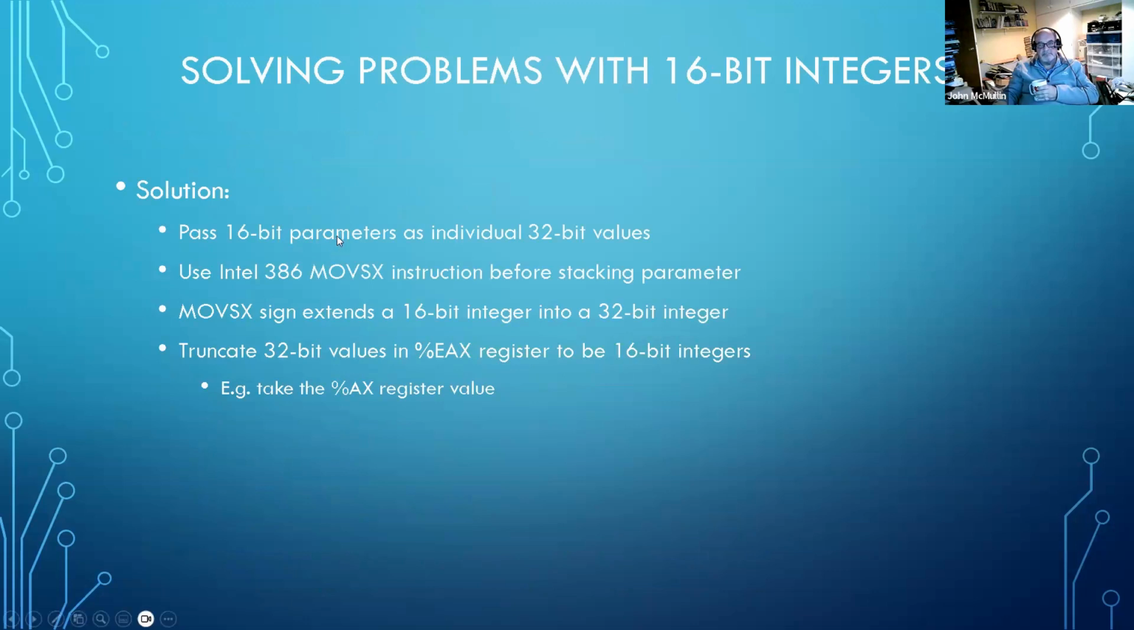How do we solve it? As is obvious, pass the 16 bits as 32-bit values, use the MOVSX before stacking the parameter, which of course extends it into a 32-bit integer. And then when you're going from the EAX register back to the place where it's to be stored, as a result, you just take the AX register value. So you're getting rid of the top 16 bits.